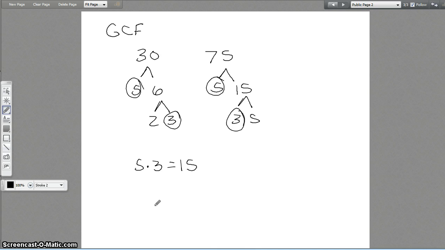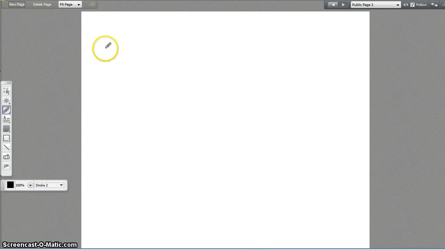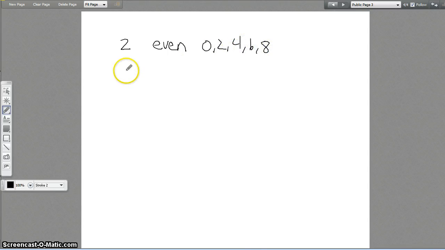Okay, real quick before we start working on through some of these example problems, divisibility rules. For a number to be divisible by 2, it needs to be even. That means it needs to end with a 0, 2, 4, 6, or 8. For a number to be divisible by 3, the digits need to add up to a multiple of 3. Digits add to, I'm going to write just mult of 3.